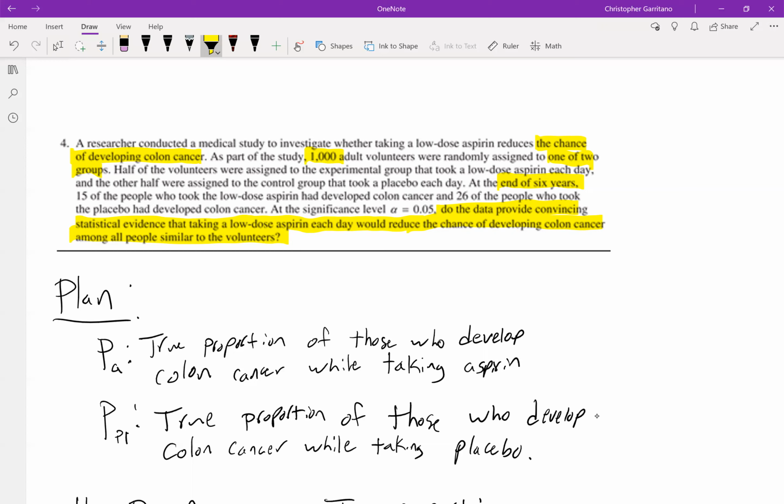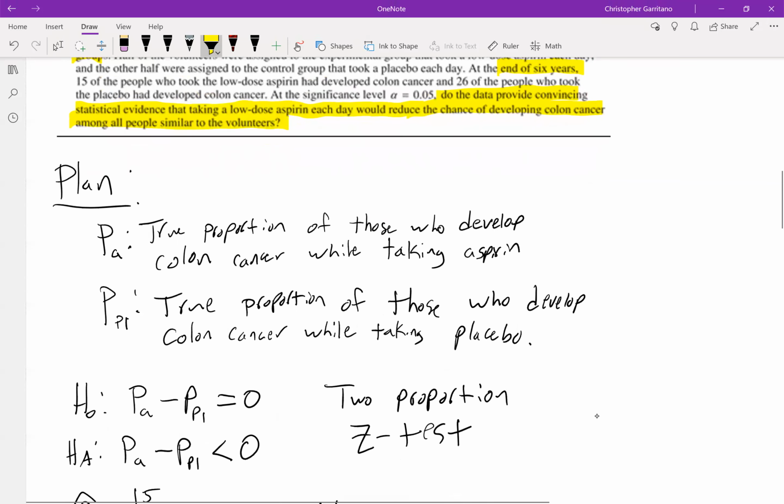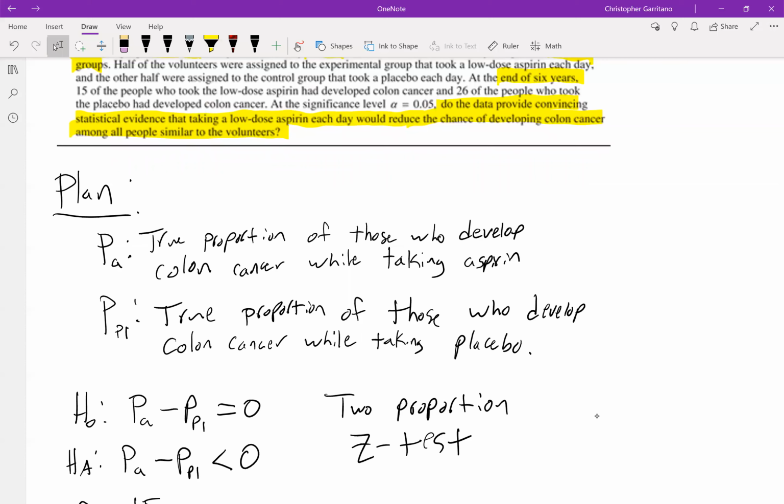That being said, of course, the very first step is that I should always define my parameters. So in this case, I'm interested in two separate parameters: the true proportion of those who develop colon cancer while taking aspirin, and the true proportion of those who develop colon cancer while taking a placebo. And more specifically, we're actually interested in the difference between these two numbers. Of course, again, we're going to run a two proportion z-test. And in order to analyze the situation, we're going to make an assumption about these parameters. We're going to assume that they are exactly the same. And so that's my null hypothesis.